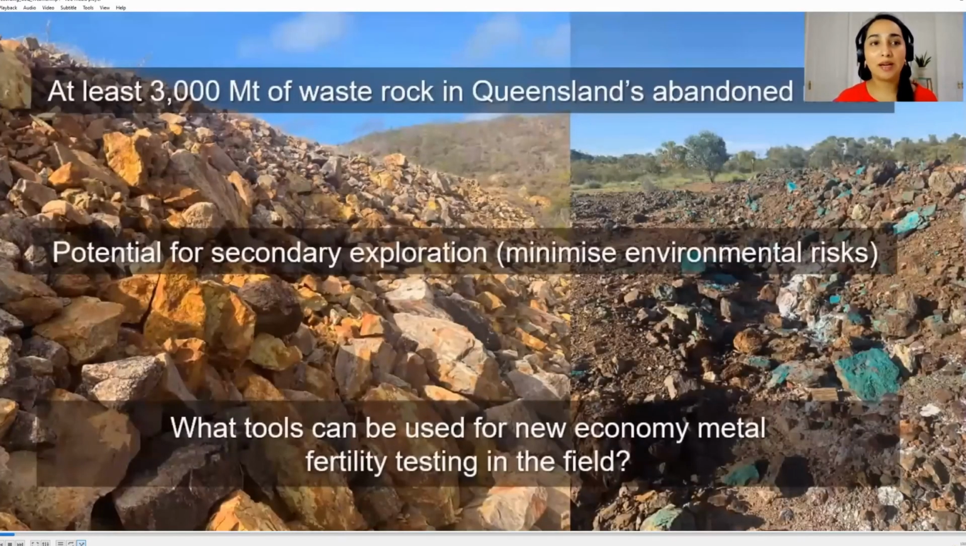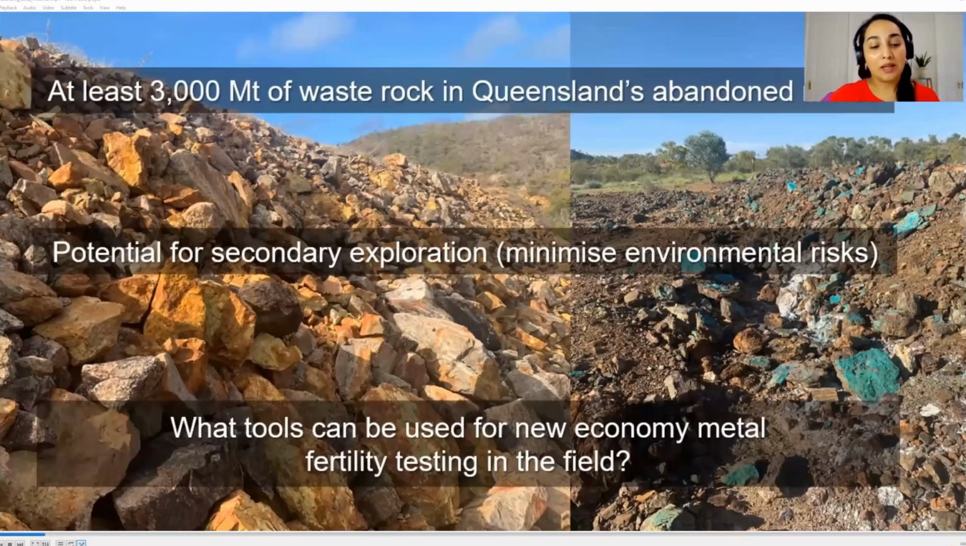In Queensland State, there are at least 3,000 million tons of waste rock related to abandoned mines, and this number covers the copper, gold, nickel, and lead-zinc sectors, according to information given by Gavin Ma. So it's a large volume of waste rock. And waste rock is not only about acid mine drainage formation and its environmental effects. It is also about potential for secondary exploration, such as critical metals. Combining critical metals and mining waste management provides an opportunity to environmentally de-risk mine sites, stimulate economic growth in mining communities, and grow the resources sector in Queensland State as well.